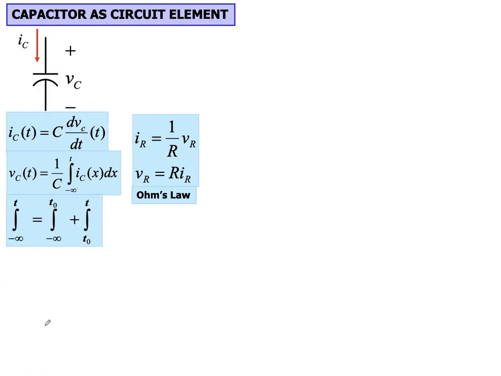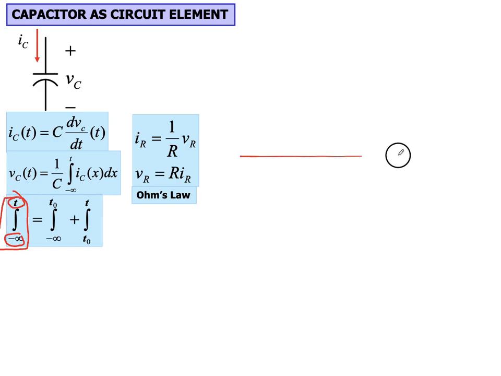Here we are going to do a little bit more mathematical manipulation to derive another form of this integral form of the capacitance law, which is more relevant to our analysis. Here we can see this integral that we have seen so far. It is the accumulation of values from minus infinity to t.